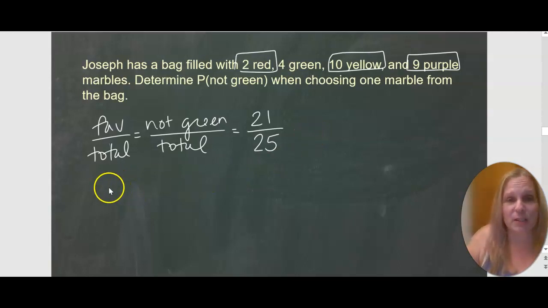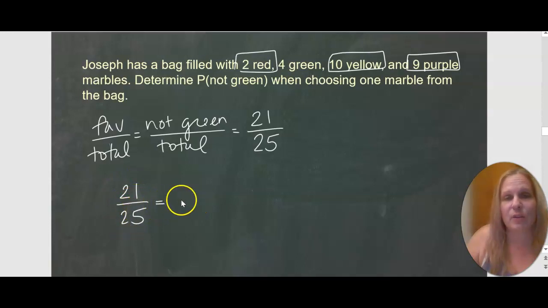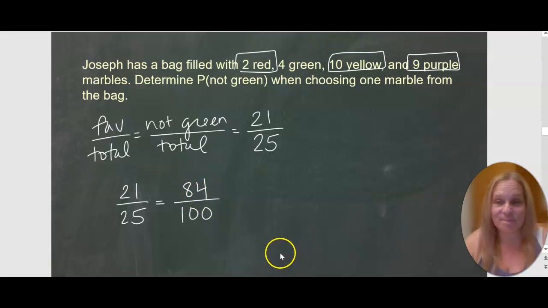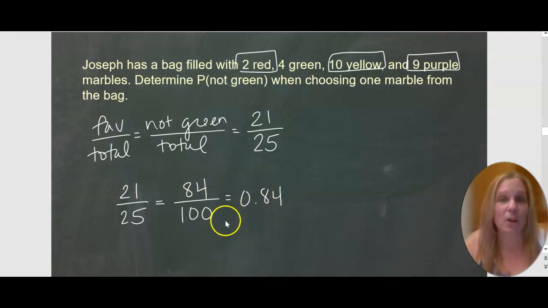So the way that I'm going to do it is I'm going to do 21 over 25, and I'm going to convert this to something over 100. I know that 25 times 4 is 100, so I just have to do 21 times 4. So 20 times 4 is 80. 1 times 4 is 4, so I get 84. So that would be, as a decimal, 0.84, right? Because it's 84 hundredths. As a percent, 84%.